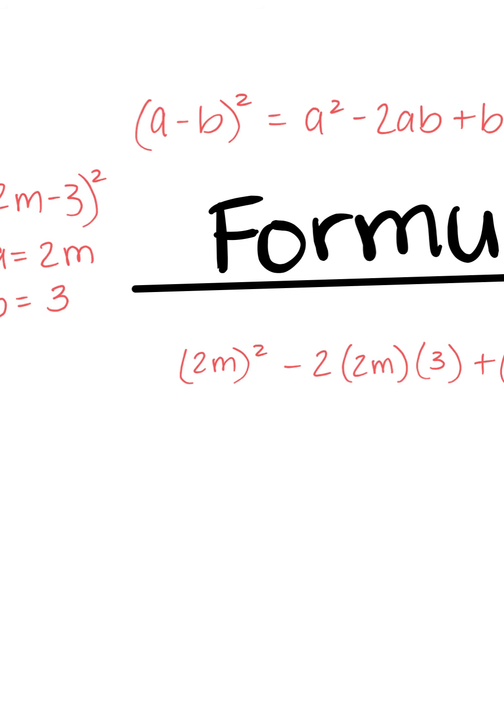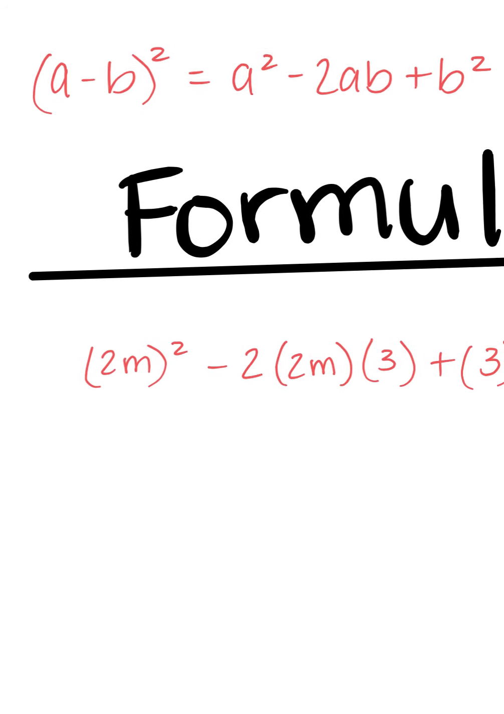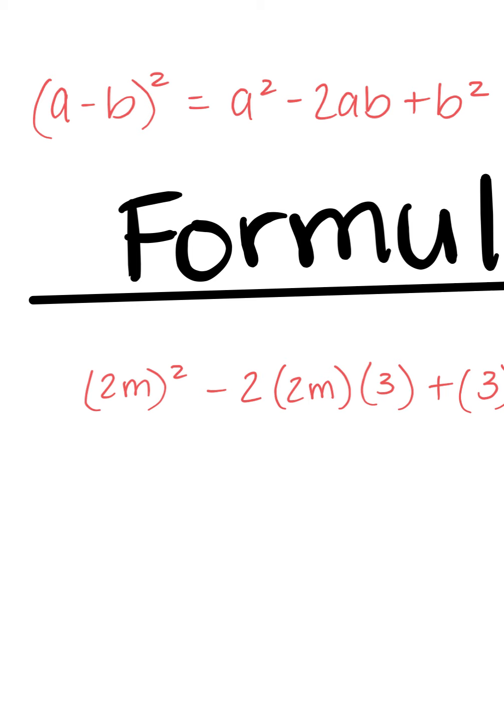What's (2m) squared? Janessa? 4m. We're missing something. Squared. Okay? 4m squared. Because you squared the 2, right? But you didn't square the m. You always have to square both terms inside. Okay?